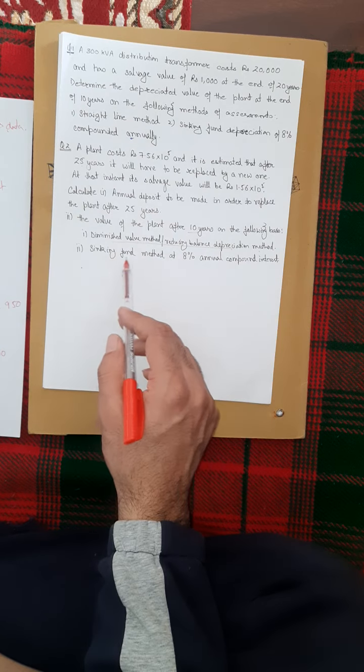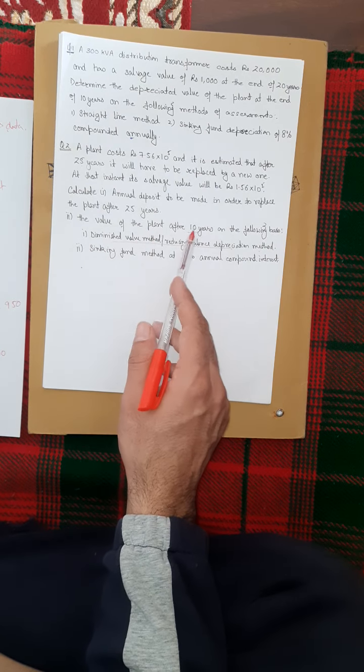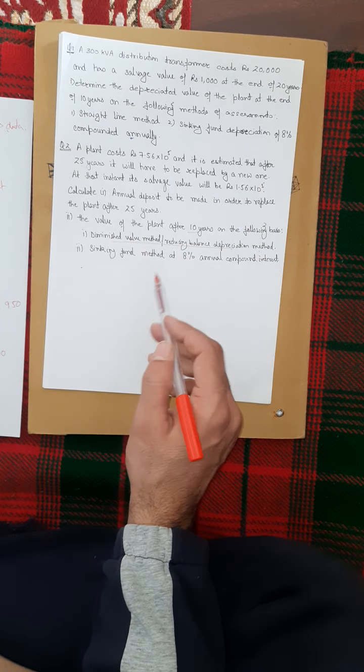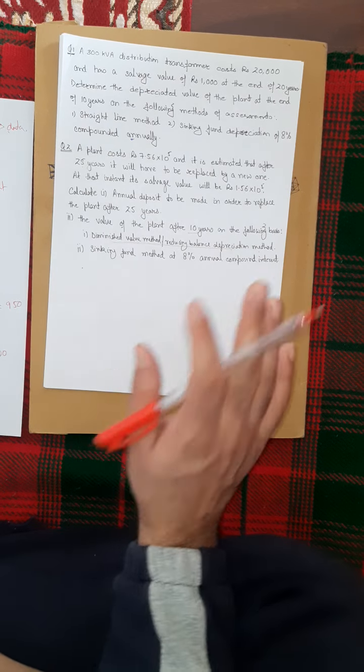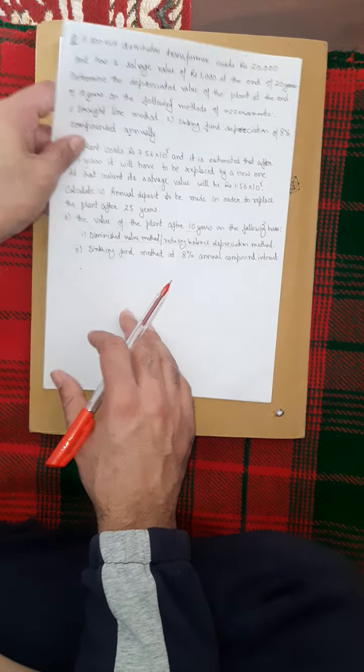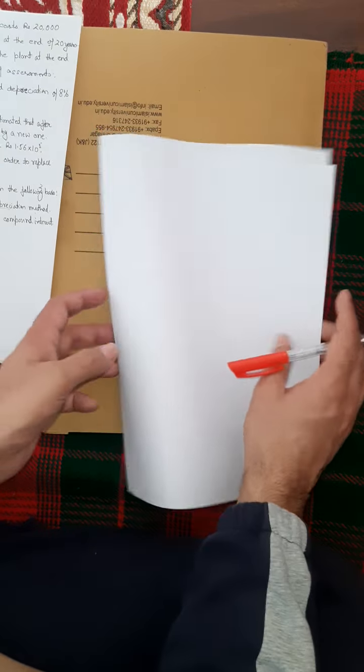And the second basis, value of the plant after 10 years. You have to calculate first using diminishing value method, and then the sinking fund method at 8% annual interest. Okay. So let me take one blank sheet here. What is asked in the question?